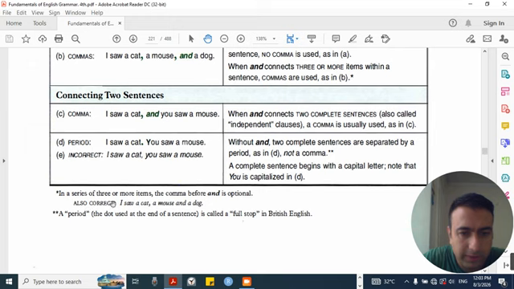In a series of three or more items, the comma before and is optional. Also correct. I saw a cat, a mouse and a dog. A period, the dot used at the end of a sentence, is called a full stop in British English.